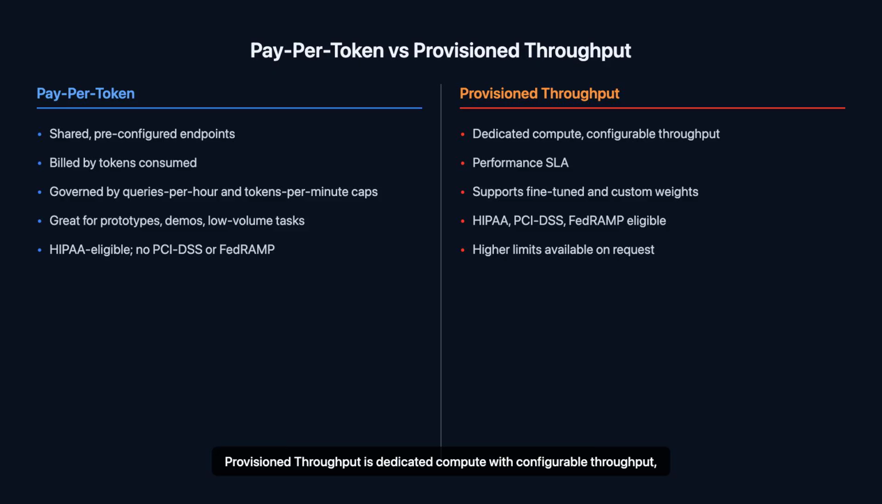Provisioned throughput is dedicated compute with configurable throughput, a real performance SLA, and support for fine-tuned and custom weights. It adds PCI DSS and FedRAMP AMP on top of HIPAA, and significantly higher limits are available on request through your Databricks account team.